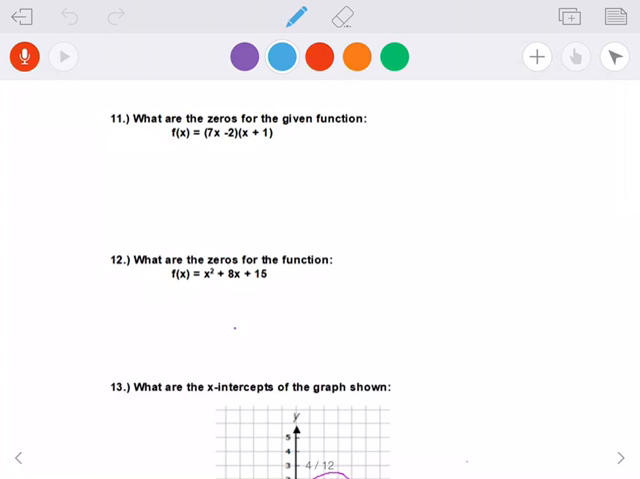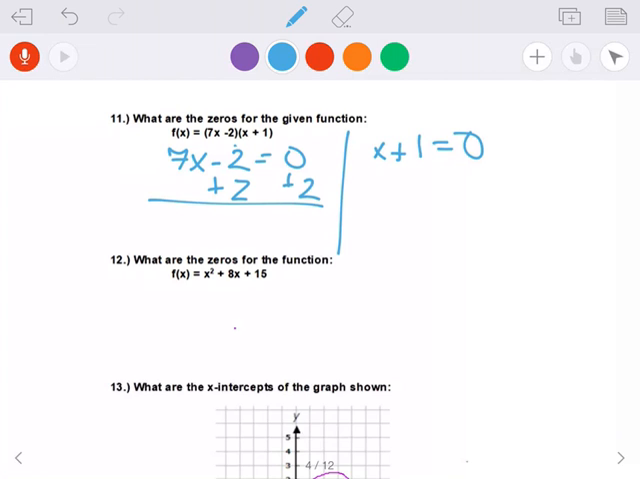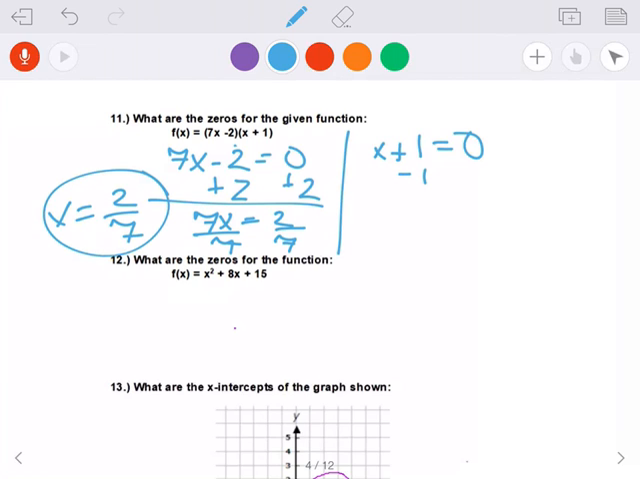Number 11 says, what are the zeros for the given function? One option would be to go ahead and type this in Desmos to see where it touches x. Or, I already have the factors, so I'm just going to set them equal to 0, and I'm going to solve for x in each of those. So if I set 7x minus 2 equal to 0, and I set x plus 1 equal to 0, here I would add 2 and then divide by 7. And I would end up with x equals 2 over 7. That's 1, 0. And here I would just subtract 1, and I would get x equals -1.